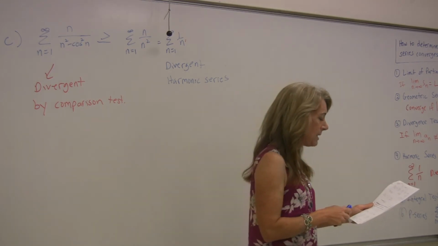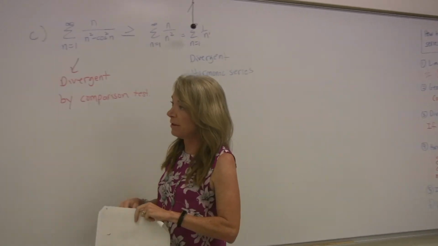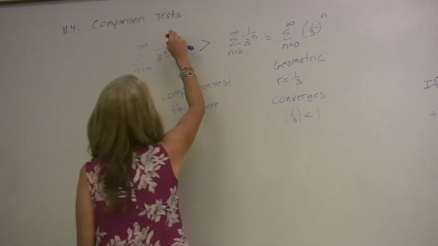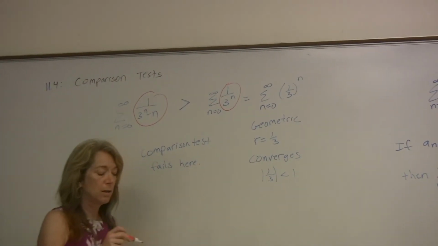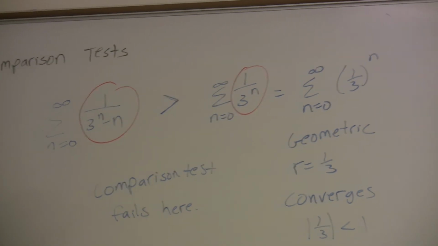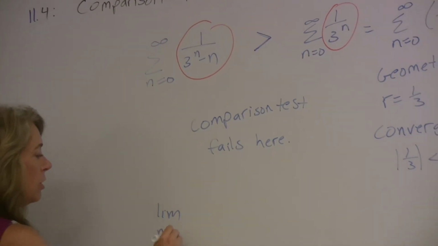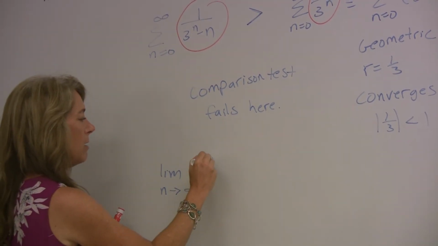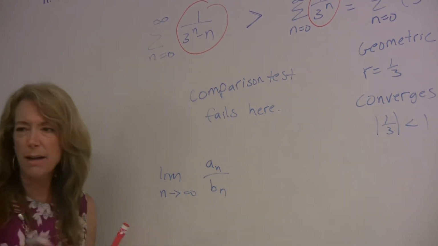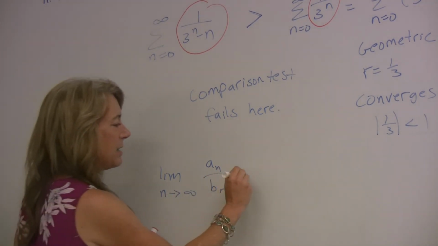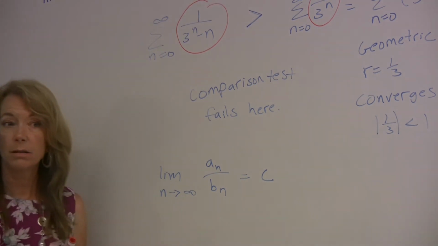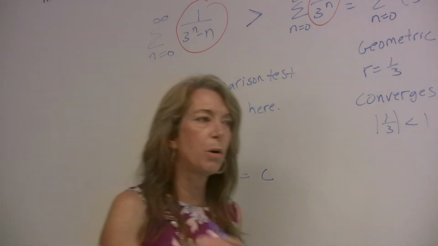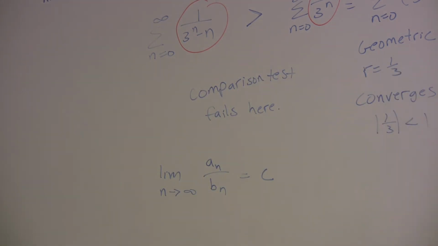So what it says is that when you have your two series, your AN and your BN, so in this case, here's my AN, and here's my BN. It says that if you just take the limit of your AN over your BN, it doesn't matter which one's bigger or smaller. If that limit is some constant, then those two series will both do the same thing. They will behave the same way.